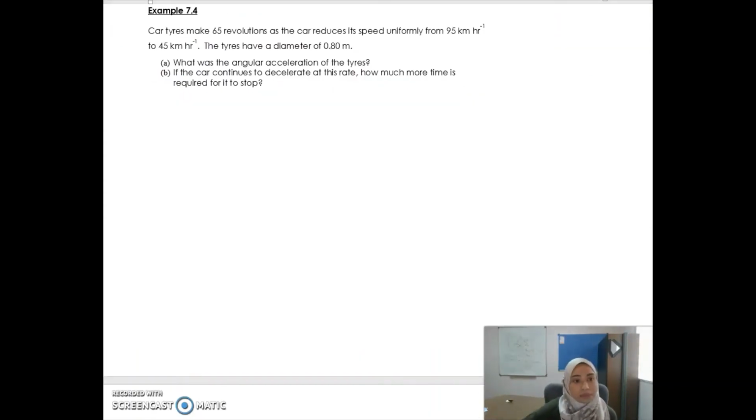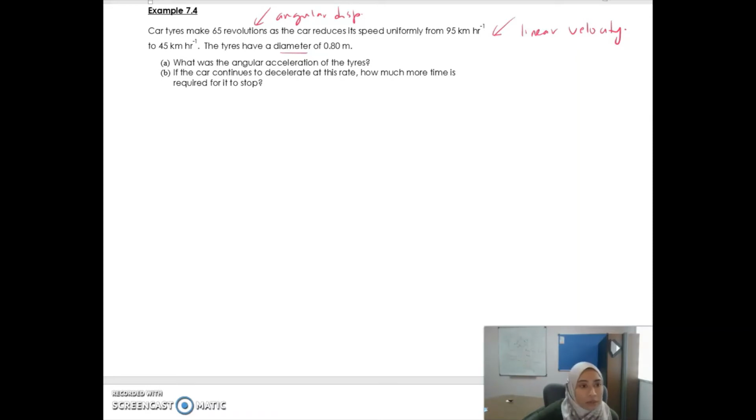Okay, next example. Car tires make 65 revolutions as the car reduces its speed uniformly from 95 km per hour to 45 km per hour. So this is linear velocity, right? It's not angular. But this is in angular displacement, right? So we have to convert it somewhere. The tires have a diameter of 0.80 meters. So we usually work with radius, which means that you have to change the diameter to radius.